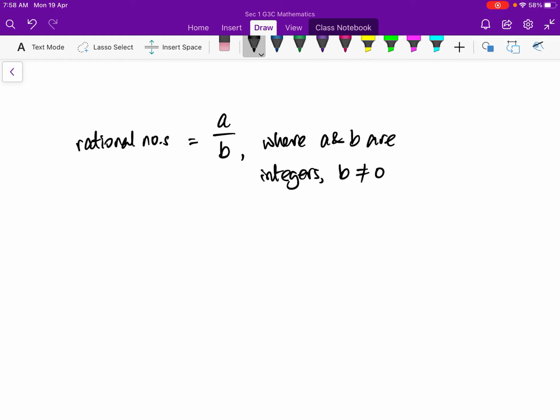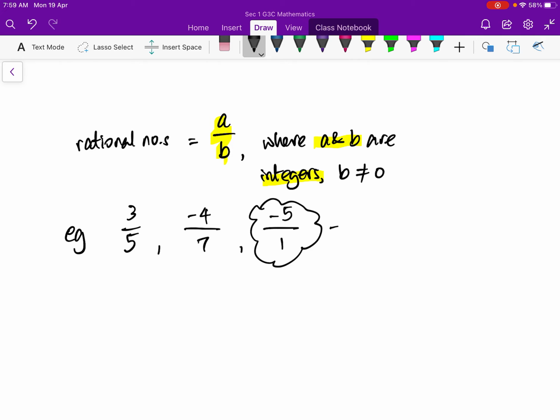So let's break this down. Let's talk about the first portion, the fraction, and a and b are integers. So giving you some examples, we have 3 over 5. So our a and our b, they are integers, 3 and 5. It could be negative integers, for example, negative 4 over 7. It could be negative 5 over 1, which effectively is equal to negative 5. So when you see a number like negative 5, it is a rational number because you can put it as over 1.